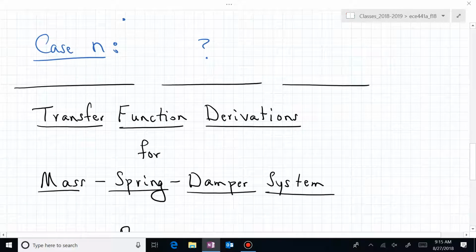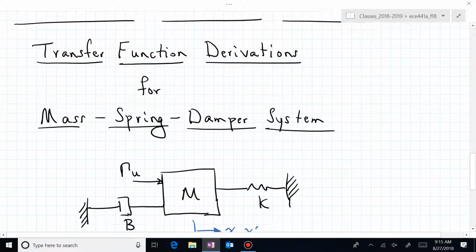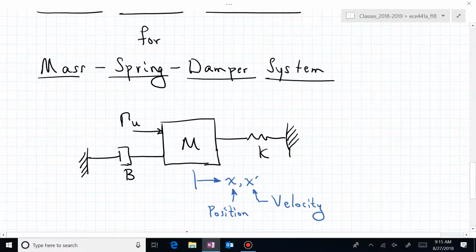Let's now look at deriving transfer functions for the mass spring damper system. And here we are. This is the one that should make you feel warm and fuzzy. This is your teddy bear for the semester. This is the one that you now know. How many have already put this on a 3x5 card and it's under your pillow? Only one wants to admit it. I think there's others that have actually done that.